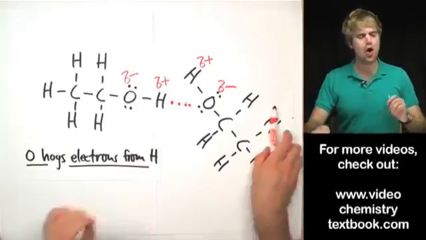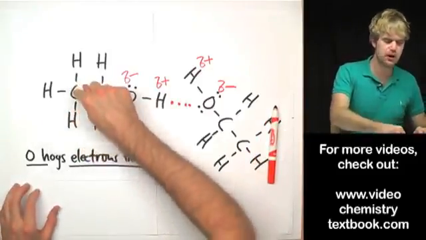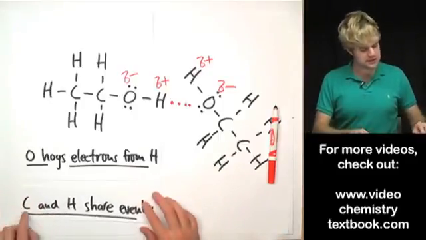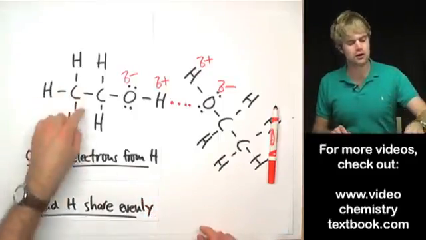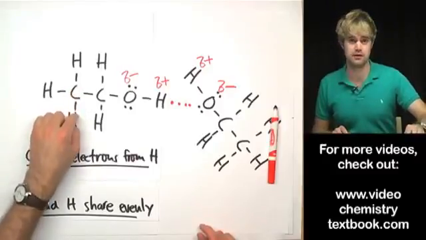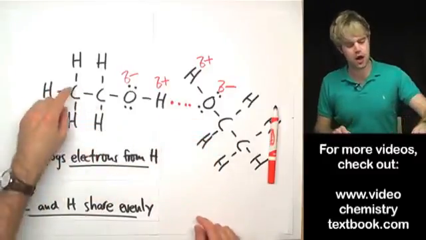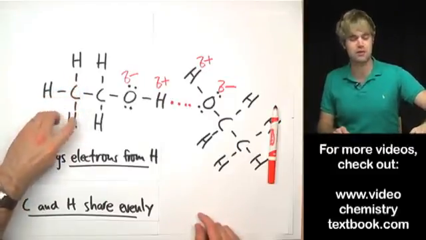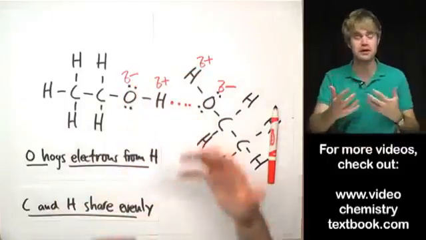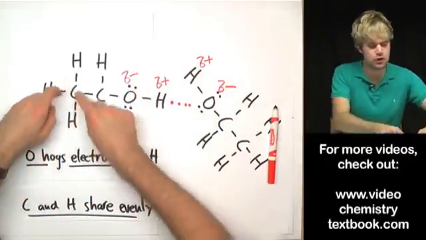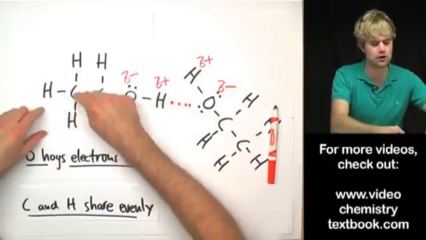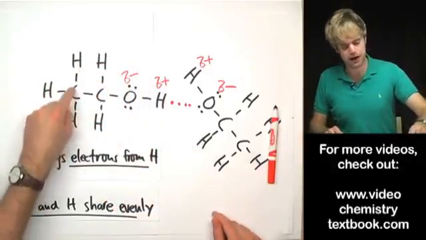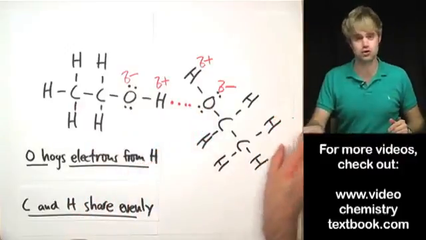Now here's the thing. Earlier, I said that if an H is bonded to a C, it will not form a hydrogen bond. Here's why. It's because C and H share their electrons evenly in this bond. Because they're sharing them evenly, it's not possible for the C to become negative and the H to become positive because the electrons are spending equal time with both of them. So you don't get these negative and positive charges when an H is bonded to a C. Since there are no charges, H's bonded to C's can't form hydrogen bonds.